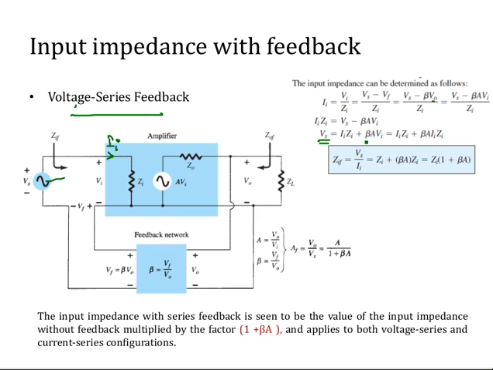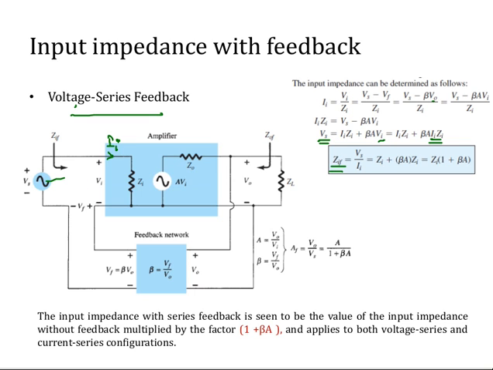Okay, from this expression, when you substitute IiZi plus beta A Vi with IiZi again here, you get the new input impedance as Zif is equal to Vs by Ii. This is Vs by Ii.